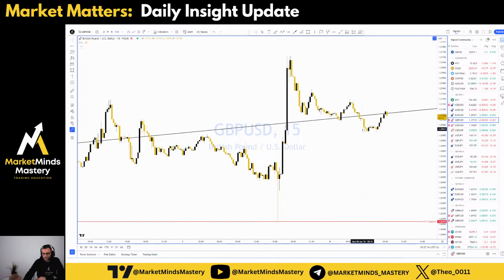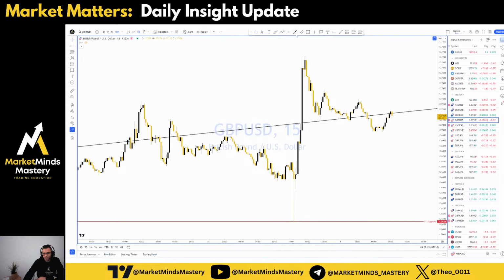Pound US dollar. Pound looks more weakened. Price made this move to the upside, then it started correcting like this. Ideally, for trend continuation, the price has to move higher and close above this area of resistance. We're going to keep an eye on that and see what's going to happen.